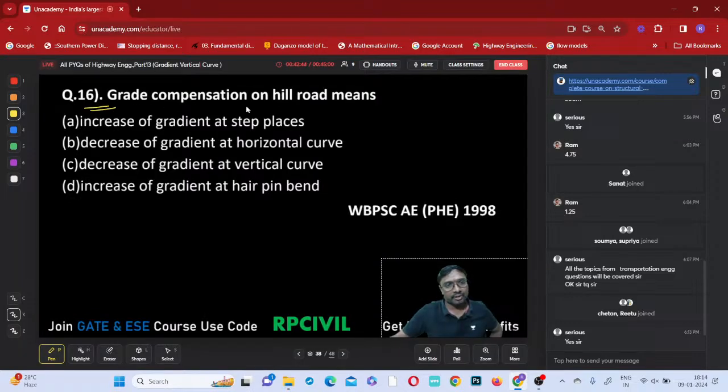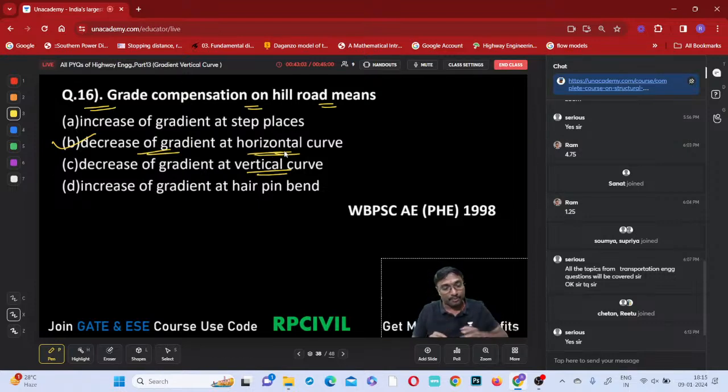Grade compensation on hill roads means what? It is a decrease of the gradient at the horizontal curve only. Simply the decrease in the gradient is called grade compensation. Is it a vertical curve or a horizontal curve? It is a horizontal curve. You have to be careful.